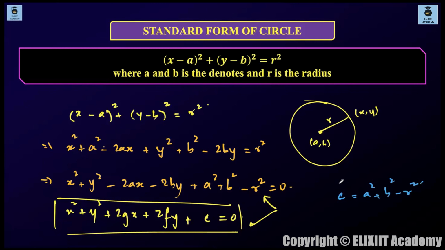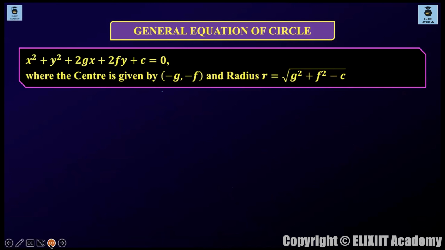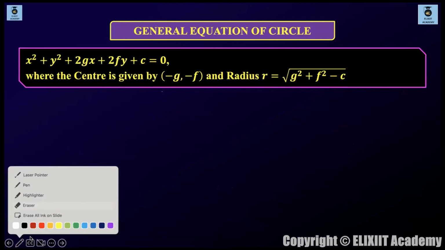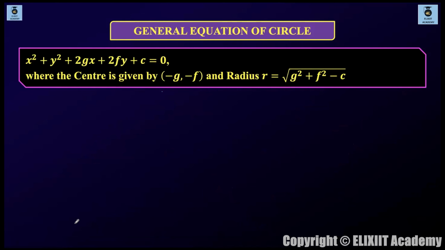But over here, you need to give the center in terms of g and f. From here, we can find what a and b are in terms of g and f, and simply putting the values of a and b in terms of g and f, you will get c. But you need to compare with the general equation of second degree. So give the heading next: general equation of circle. This is the general form, and the center is given by this, and the radius is given by this.